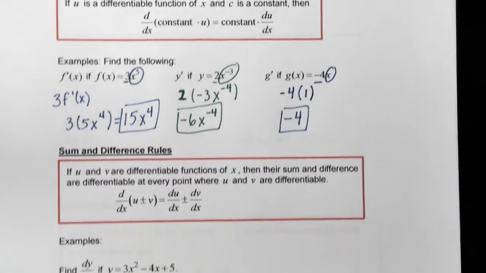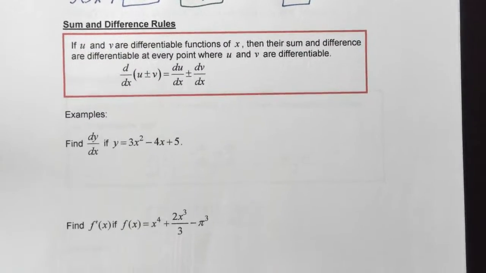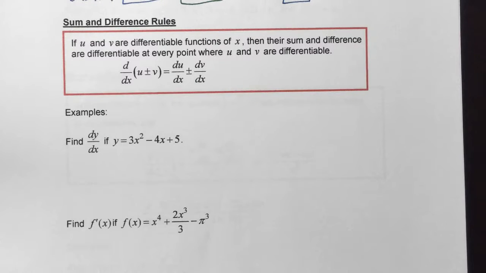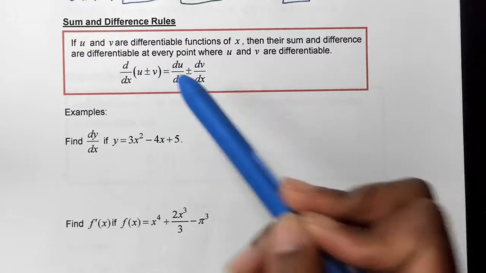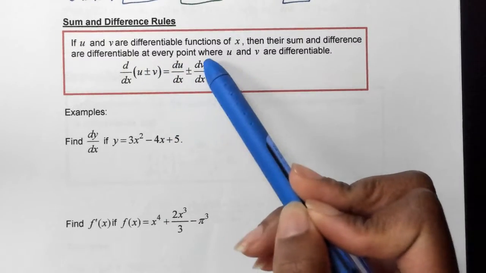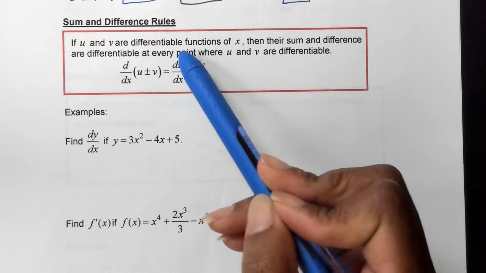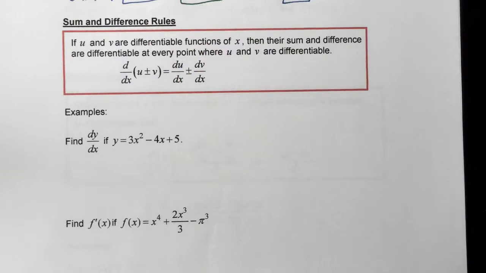This next piece is the sum and the difference rules. So we can add and subtract derivatives the same way that we add and subtract whole numbers and things of that nature. So if u and v are differentiable functions of x, then their sum and difference are differentiable at every point where u and v are differentiable. So the derivative of u plus v, or the derivative of u minus v, is equal to the derivative of u plus the derivative of v, or the derivative of u minus the derivative of v.